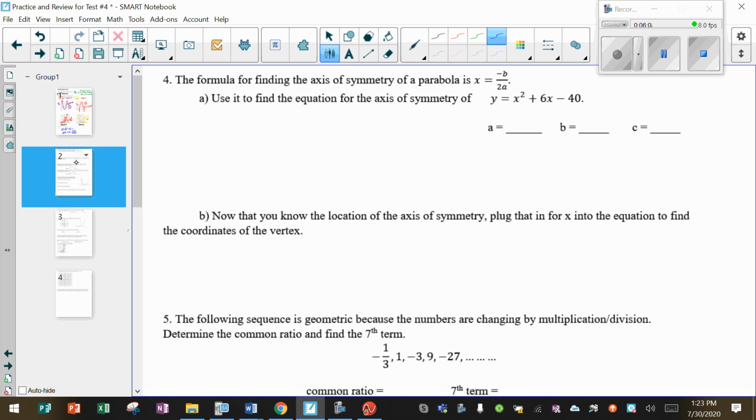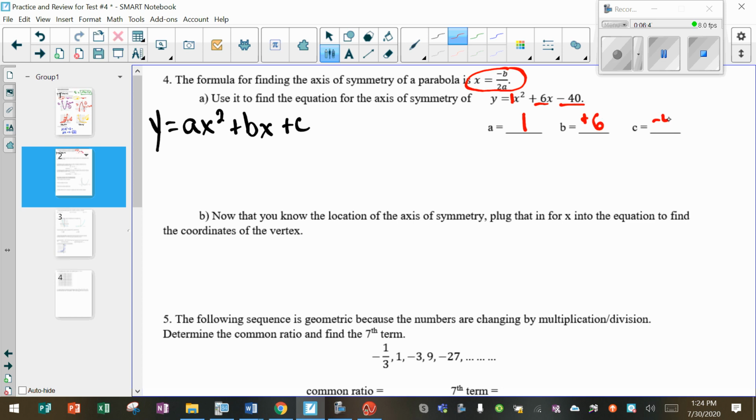Number 4, finding the formula for finding the axis of symmetry of a parabola is x equals -b over 2a. This is a formula that you are expected to be able to recognize and use. And remember from the standard form equation I wrote on the other page, a is the number next to the x squared, b is the number next to the x, and then c is the third number there. So our a value for this particular question is a 1, because it's 1x squared. Our b value is the 6, and c is the subtract 40, which makes it a -40.